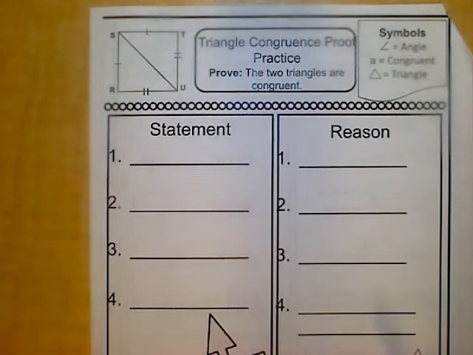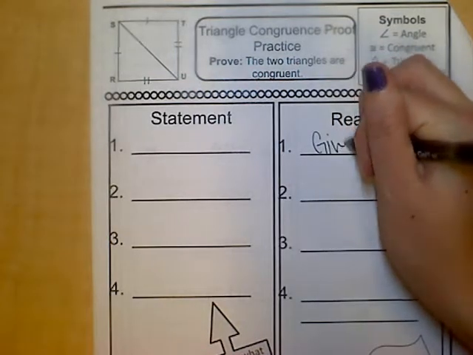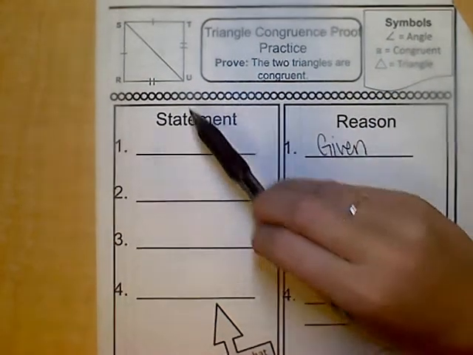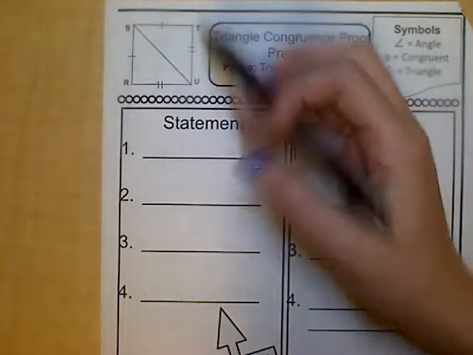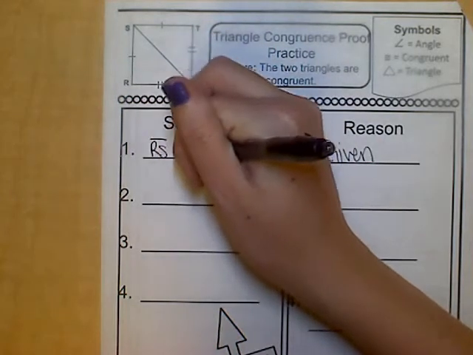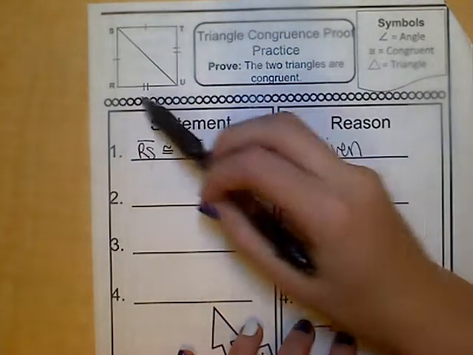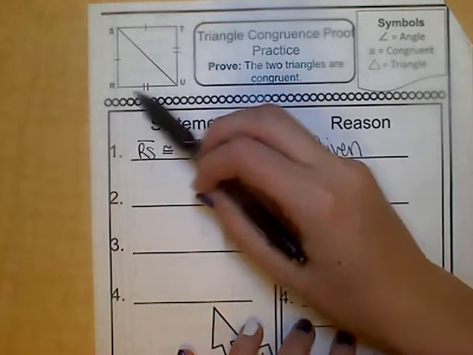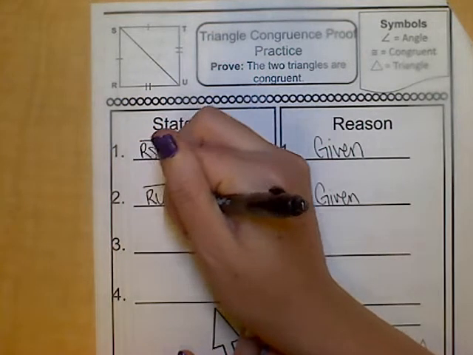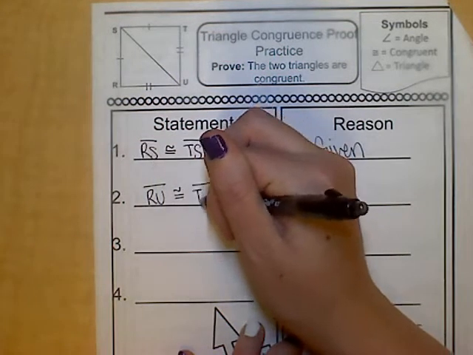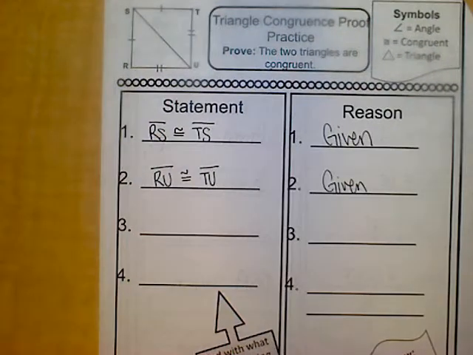I have a couple things marked here. And let's start with our givens, right? Given statements start first. And so I know that side RS is congruent to side TS. That was given. The other sides marked given are RU and TU. So given RU is congruent to TU. Now I don't have any more givens. Those are the only two congruent pieces that were shown in my diagram.